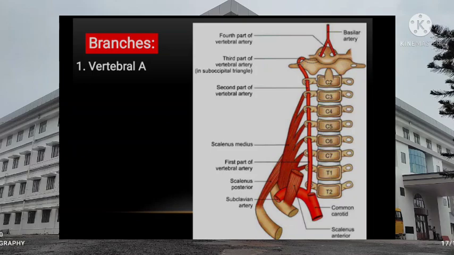The artery passes upwards through the foramina transversaria of the upper 6 cervical vertebrae. It winds backwards around the lateral mass of the atlas vertebra and enters the cranial cavity through the foramen magnum. At the lower border of the pons, it unites with its similar artery of the opposite side to form the basilar artery. Therefore, each vertebral artery is subdivided into 4 parts.